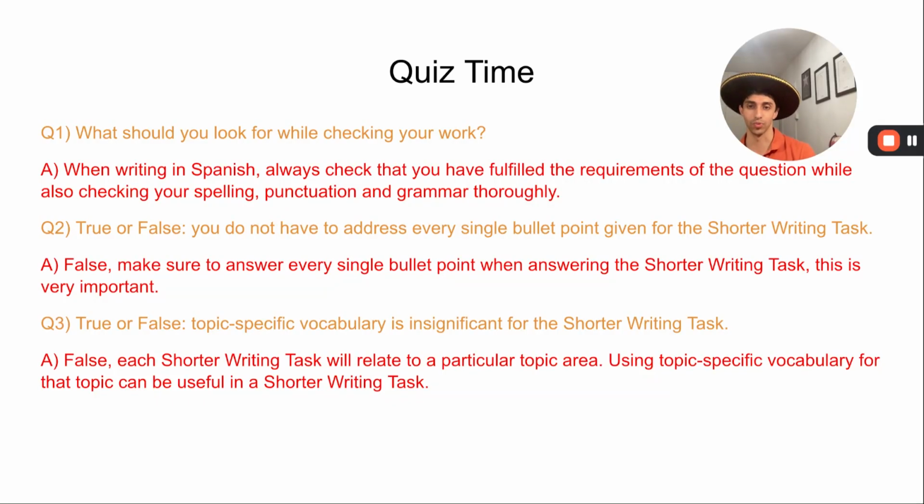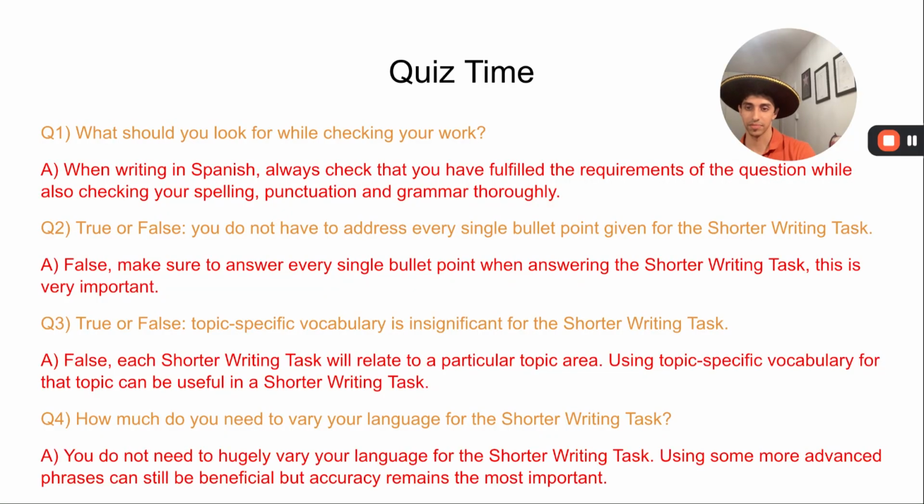And number 4, finally, how much do you need to vary your language overall for the shorter writing task? Let me give you some seconds to reflect on this. Okay, and here comes the answer. So you don't need to hugely vary your language for your shorter writing task, certainly not as much as for the longer writing task. Using some more advanced phrases or certainly some kind of range of tenses is still beneficial for sure, but accuracy remains the most important. So whatever it is that you use, whatever grammatical structures, you have to be confident to use those correctly.